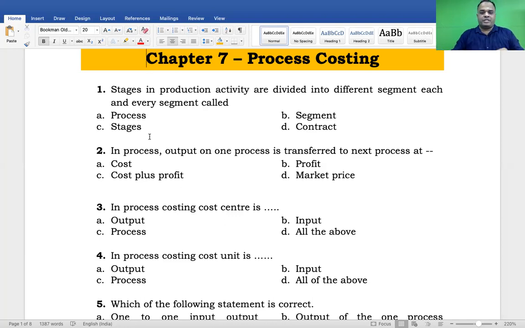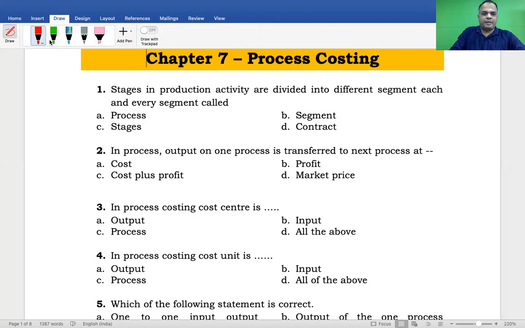Stages in production activities are divided into different segments. Each and every segment is called A, process, B, segment, stages, contract. What is the answer? Very good. It's called the process.